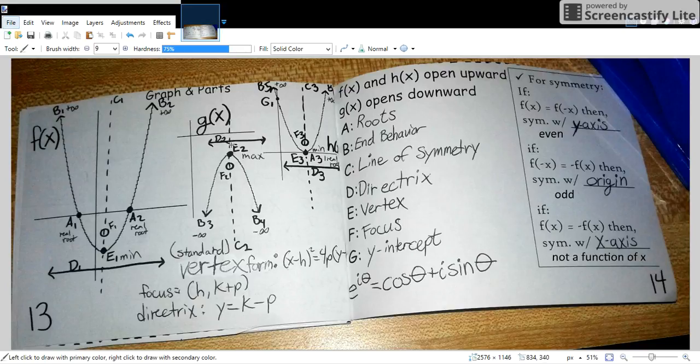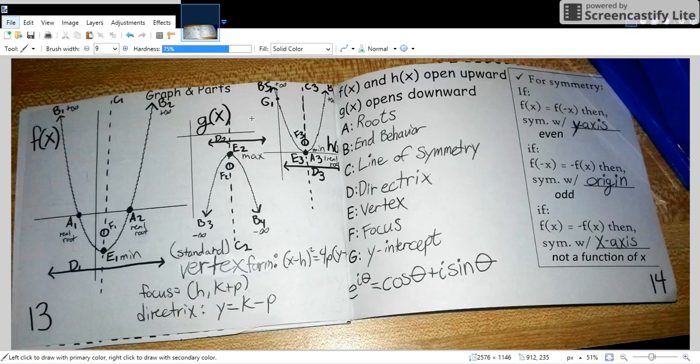Now, g of x, we notice that there are no real roots here. There are imaginary roots instead. Also, f of x and h of x both open upward, and g of x will open downward. So that means that our a is going to be negative here, and for f of x and h of x, our a is going to be positive.